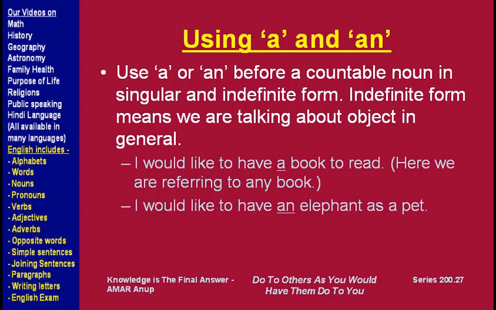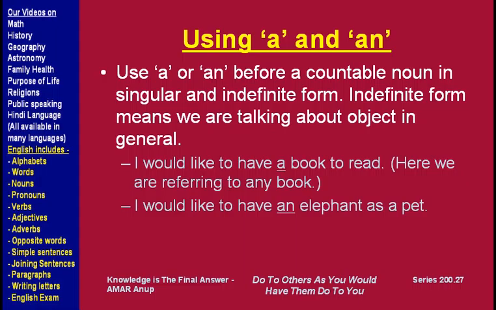And what does indefinite form mean? Indefinite form means that we are talking about the noun in general terms. For example, if I say I would like to have a book to read, here when I am talking about the noun book, I am talking about a book in general. I didn't mention that I want to read this book or that book or which book. There's no reference to what book I want. So I am talking about the book in general terms. Any book, a book. So we use the article a before that. Book is a singular form of a countable noun, and because we are not specifying it, that's why we are using a before it.